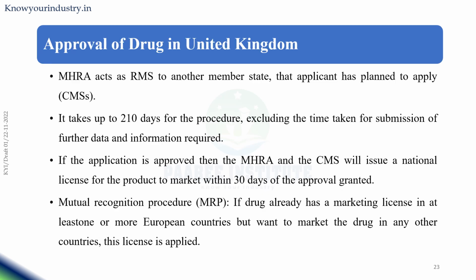We know that all the four procedures which we have seen under Europe are common for UK. Let's go one by one. National procedure. This procedure is used when the drug has to be marketed only in the UK. And the application process takes about 210 days.